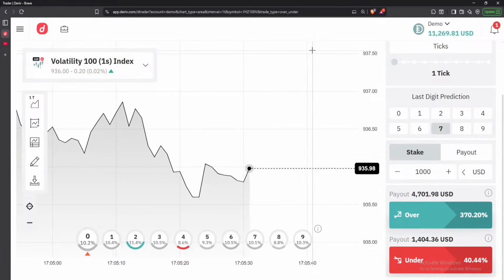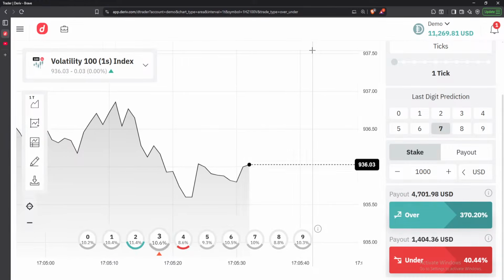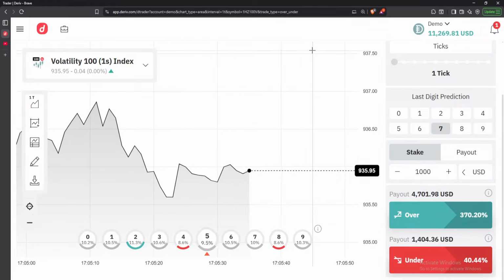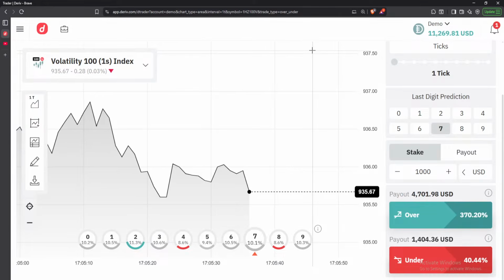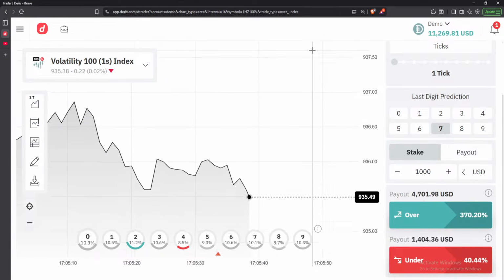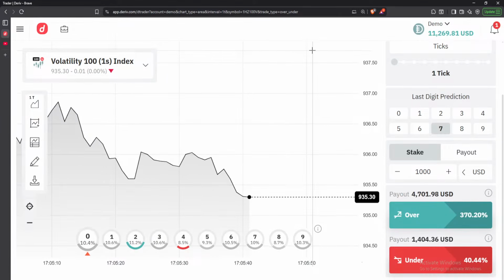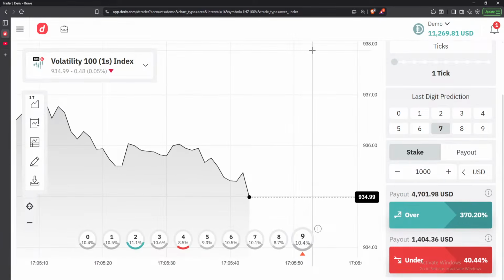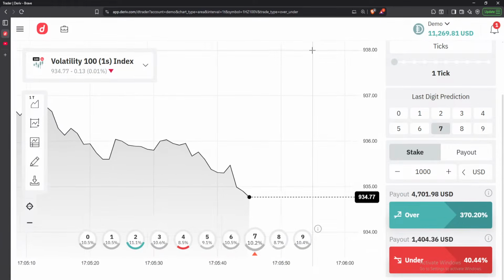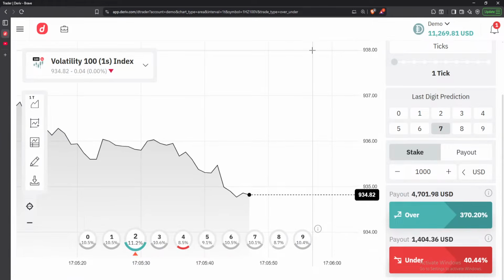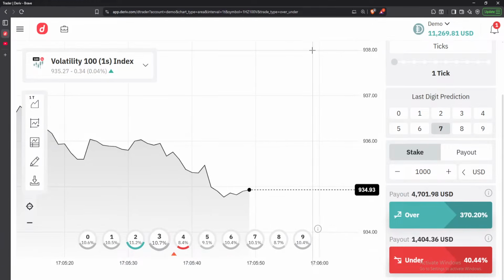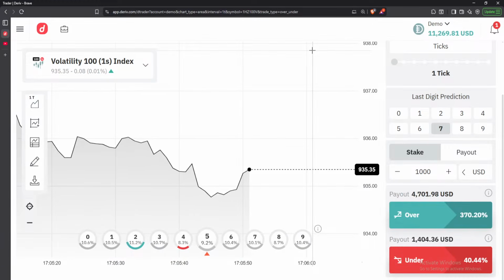Remember, this is not Forex. In Forex, we use candlesticks a lot. But here we use the numbers because this is an algorithm. You will not be able to get any pattern from candlesticks because the algorithm generates them randomly. So if you try to find a pattern in those candlesticks whenever you're trading digits, it will be hard. If you're trading rise and fall, that is fine.